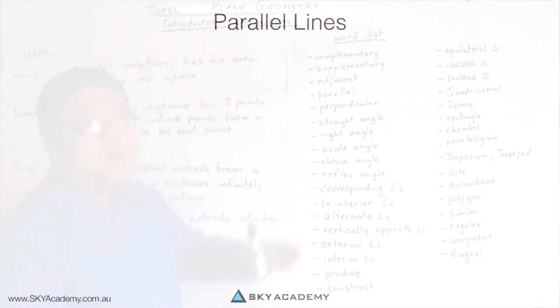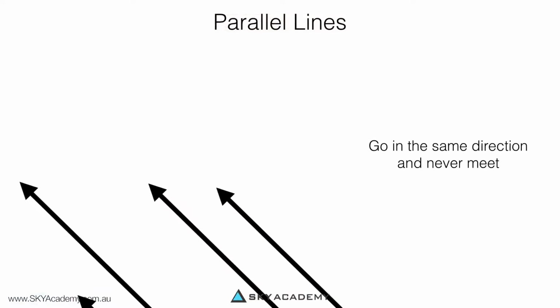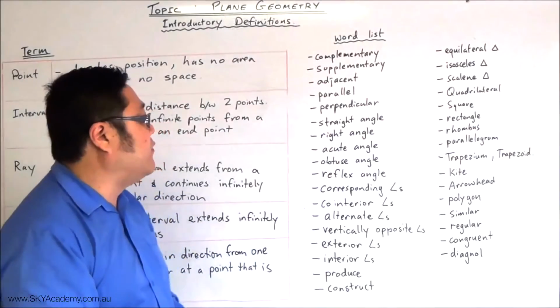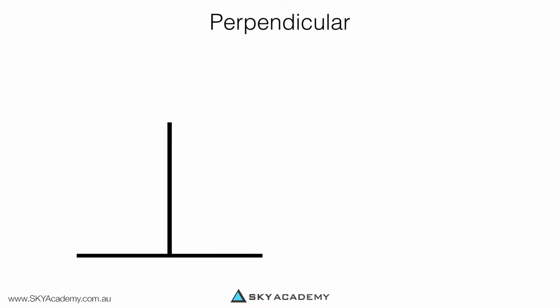Okay, parallel lines go in the same direction, and they never meet, they never cross over, and they never will cross over if you extend them. Perpendicular lines cross each other at right angles. So if you've got this side and this line, and then they make an angle of 90 degrees, then you can say that they're perpendicular.